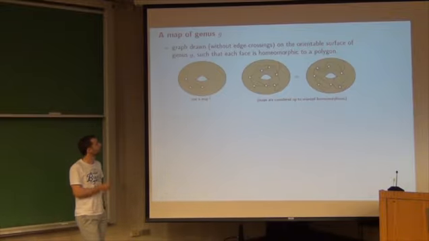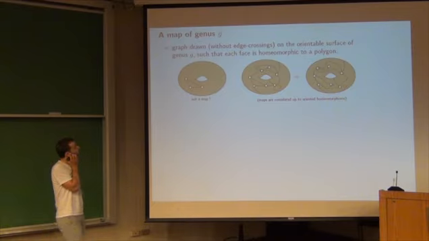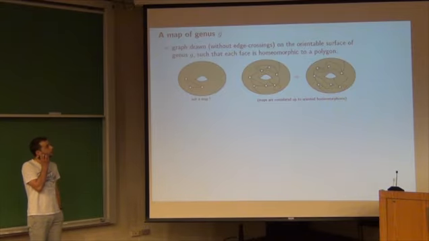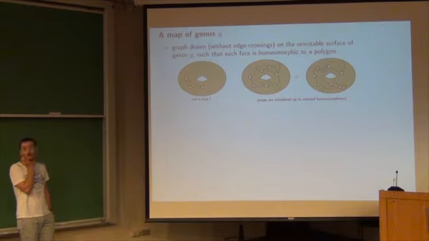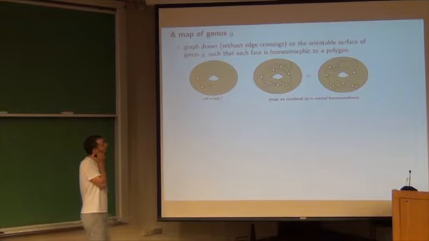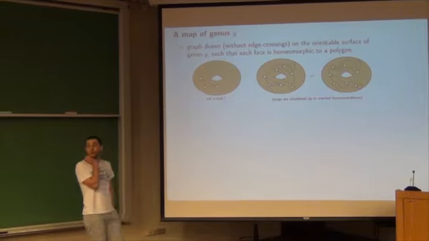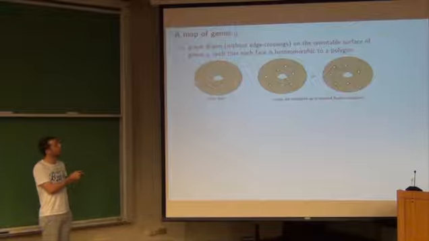Okay, so what's a map? So here g is an integer, and a map of genus g is a graph drawn without edge crossing on the orientable surface of genus g, so with g handles, in such a way that each face is homeomorphic to a polygon. So here, for example, you have a torus, so g equals 1.